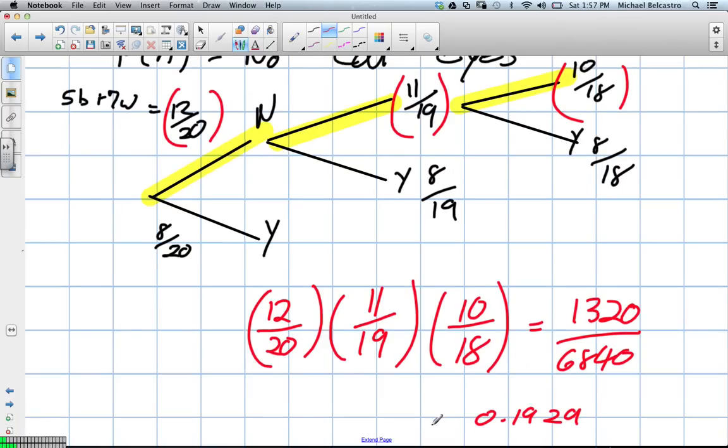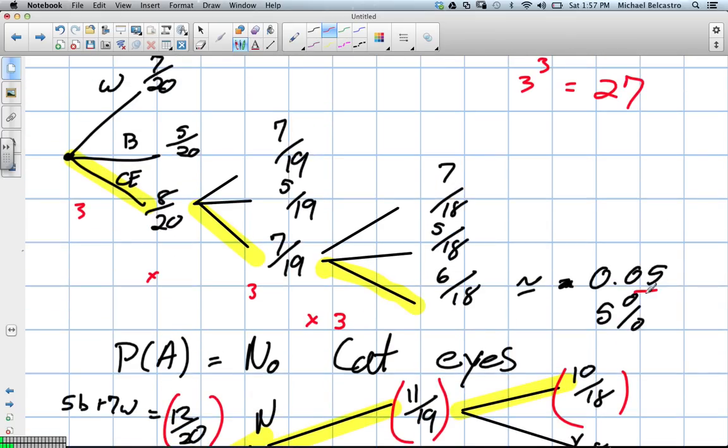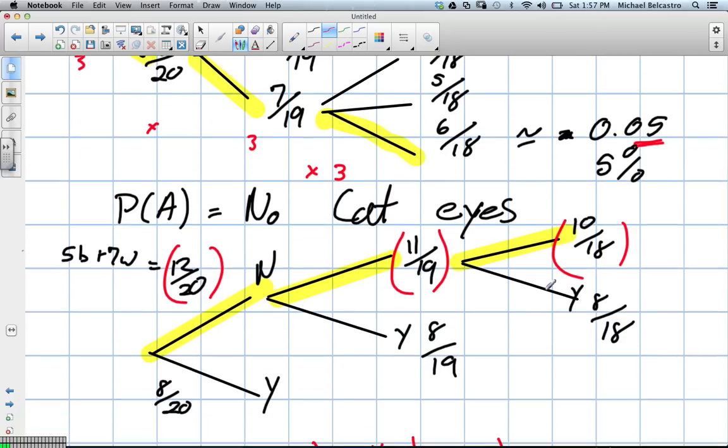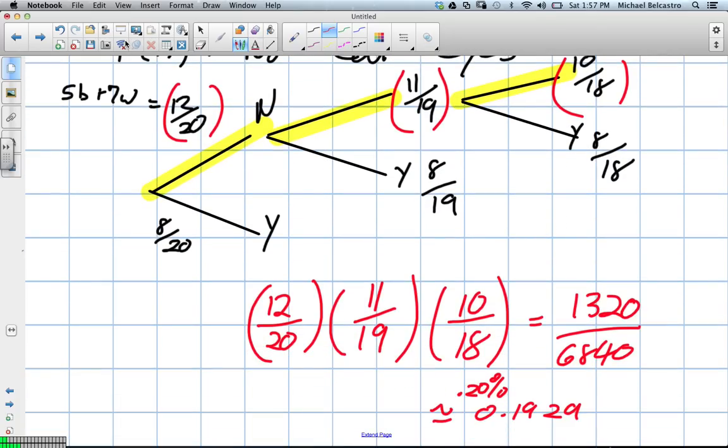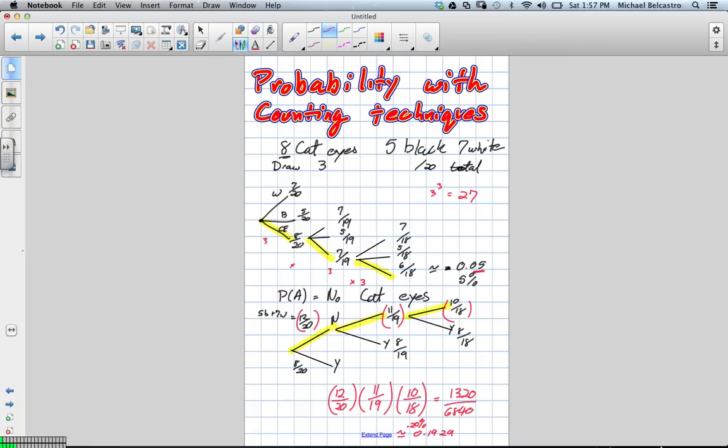So 0.1929, which is approximately, we'll say 20%. 20% chance of not grabbing any cat eyes, which is really different from taking this 5% and just subtracting it from the total probability of 1, right? Hence why we redid this experiment. Does that idea make sense?